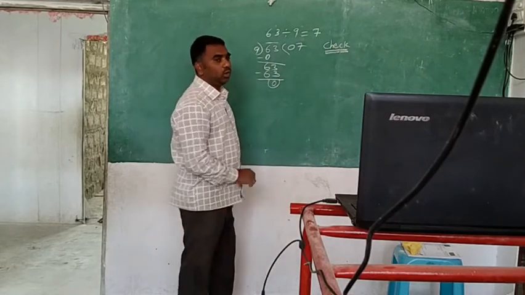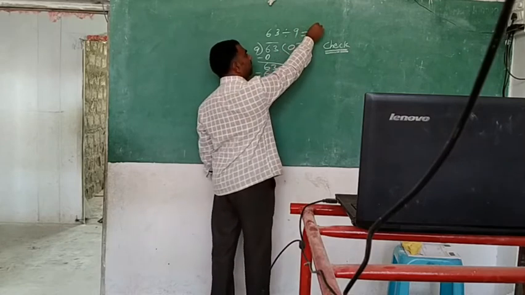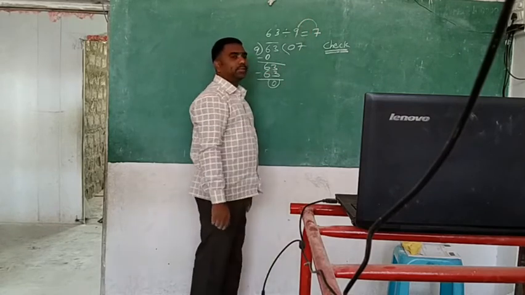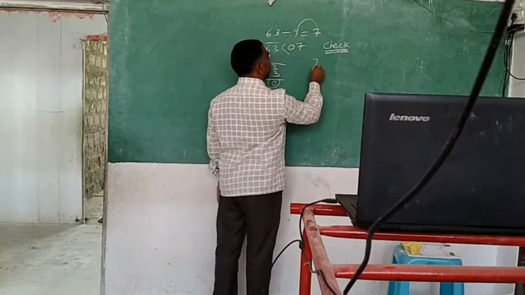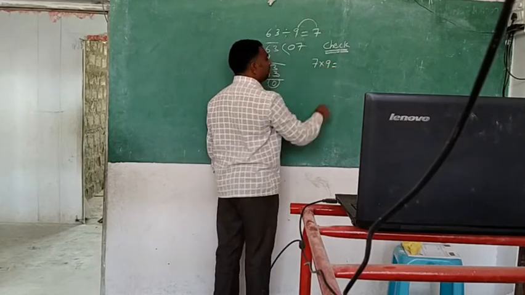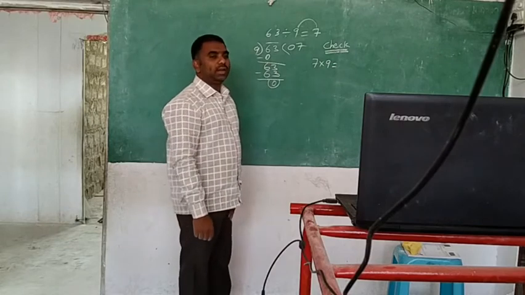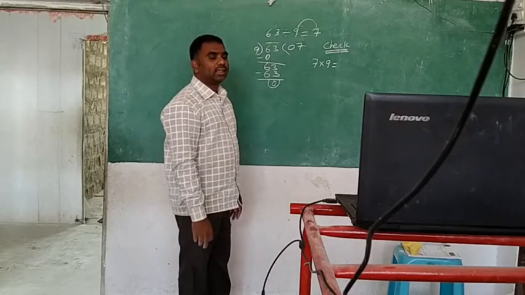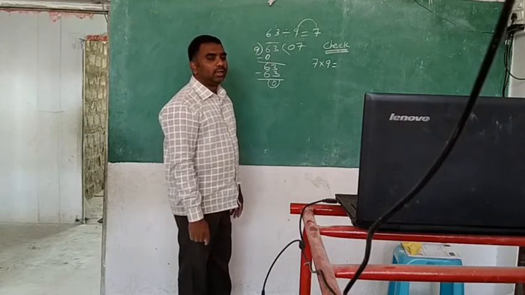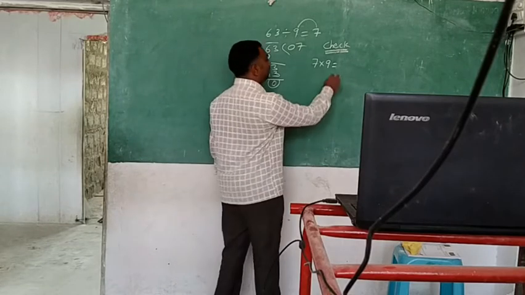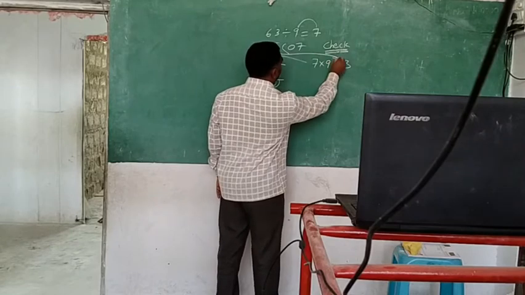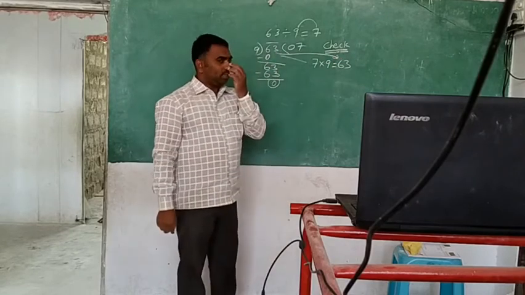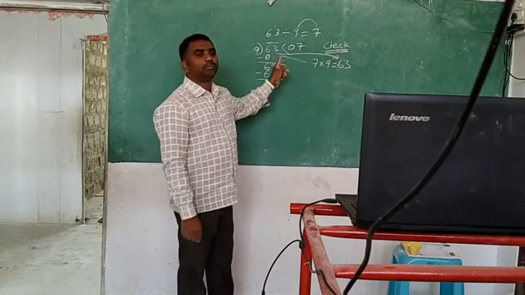How do you check? We will take this number and this number and multiply with the answer. 7 into 9. You multiply, what do you get? 7 nines are 63. You are getting the same answer, same number, no? So this one is correct.